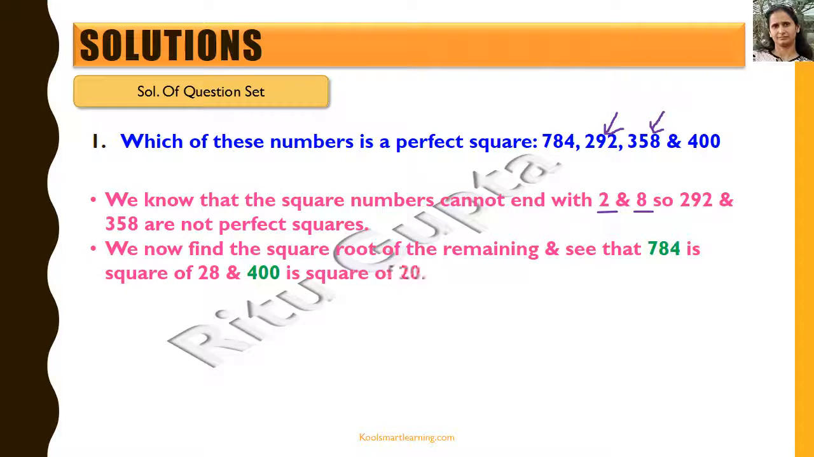So we now find the square root of the remaining numbers, and we see that 400 is clearly the square of 20 and 784 is the square of 28. So we can say that 784 and 400 are perfect squares in this question.